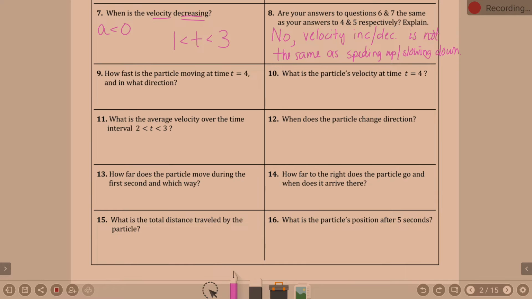Okay. So 9. How fast is the particle moving at time t = 4? And in what direction?